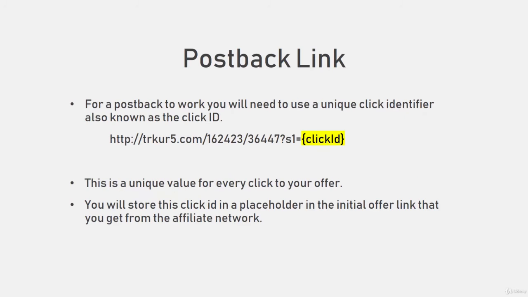For a postback to work, you will need to use a unique click identifier, also known as the click ID. This is a unique value for every click to your offer. You will store the click ID in a placeholder in the initial offer link that you get from your affiliate network. Then, when you configure the postback link, you will call for this information. But you will learn how to set up a postback link in the tracking section of this course.